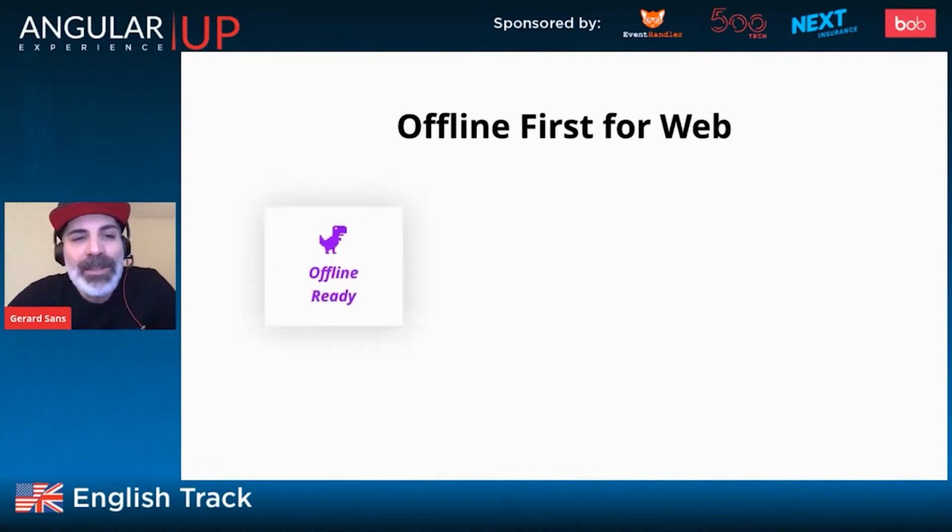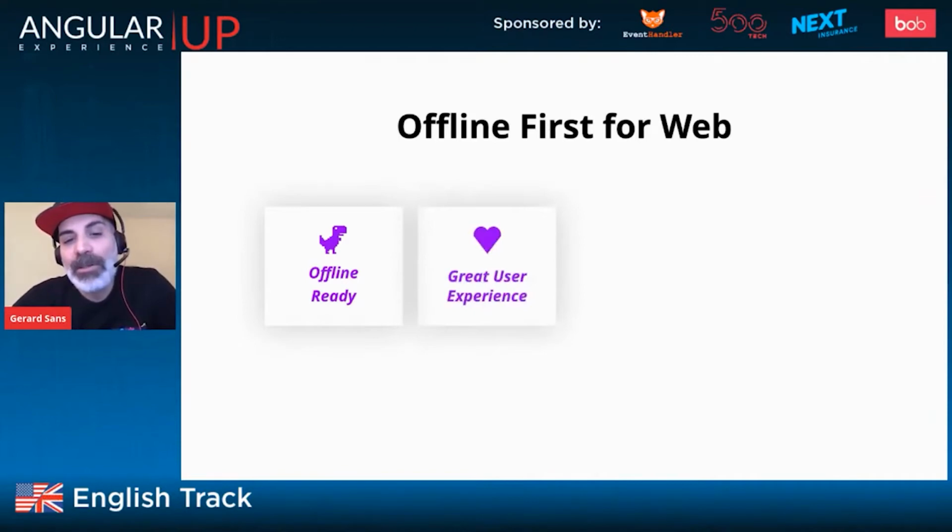And I think the first step is clear at this point. We want to avoid the dinosaur, so that will be making our app offline ready. And that will be our first goal. And the next thing we are going to focus on is creating a great user experience. And this will involve a few things. And probably the first one would be to notify the user when it goes offline. So that's one thing to note.